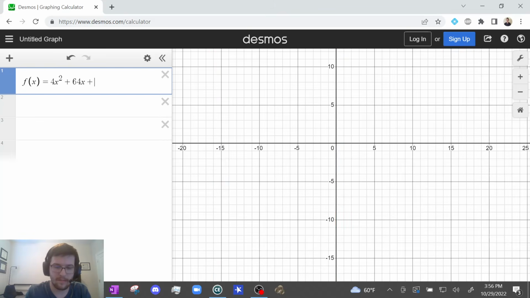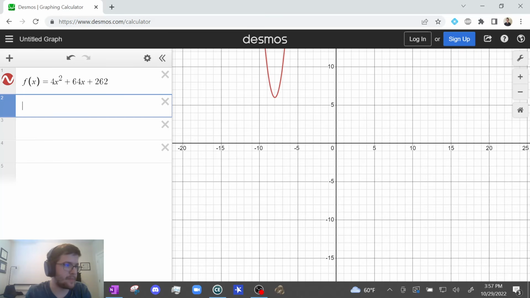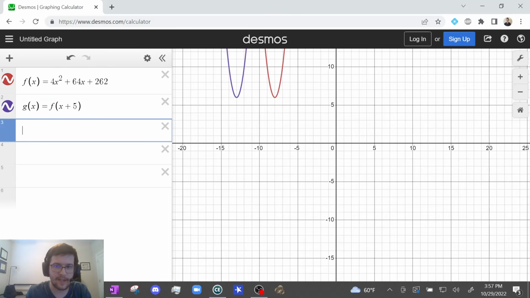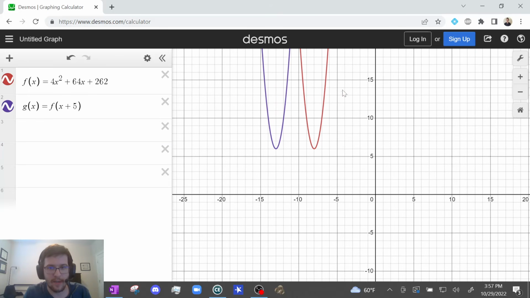Let's type this in. Okay, now you can type in g of x equals f of x plus 5, just like in the question. And you see the f of x plus 5, it got shifted 5 units to the left. That's what the function notation means here. I'll talk about that more in a minute. But it wants to know what value of x does g of x reach its minimum.